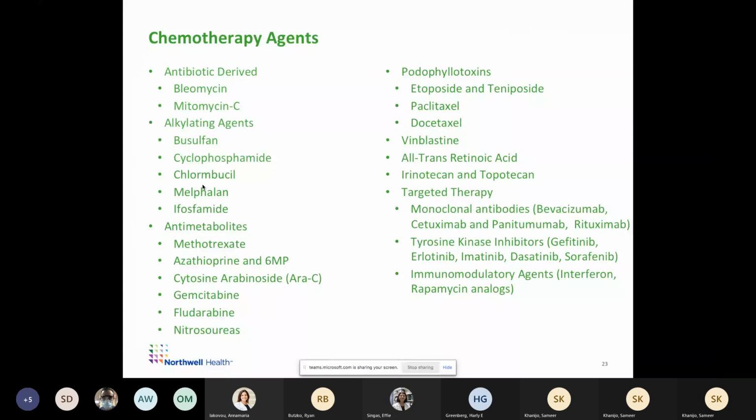So part of what the Murray and Nadel chapter delves into is chemotherapy agents. It spends a lot of time looking at all of these different medicines and breaking them down into ones that are antibiotic derived, like bleomycin and mitomycin, alkylating agents, antimetabolites like methotrexate, Ara-C, gemcitabine, podophyllotoxins, and then targeted therapies like monoclonal antibodies, tyrosine kinase inhibitors, and immunomodulator agents, which can all cause interstitial lung disease.